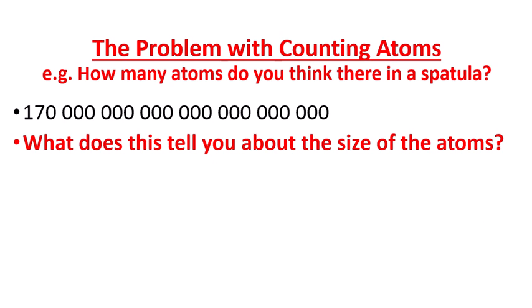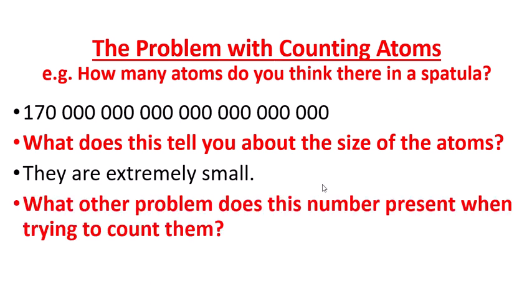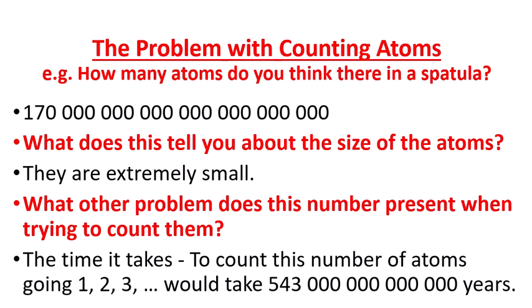So there's a couple of problems. What does it first of all tell you about the size of atoms? Well, you've probably said they're very, very small. If you've got that number in a spatula, that means the atoms are very small. It also gives us another problem, because if we're going to try and count them, the numbers are so big, it takes a long time to count. For example, if we were to go 1, 2, 3, 4, 5, and so on, someone's estimated the number of years it takes to count that out. Many, many thousands of millions of years. Basically that's something like 3 or 4 times the lifetime of the universe. It's a huge amount of time.